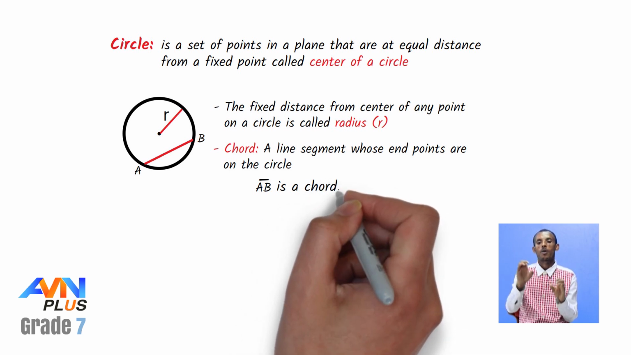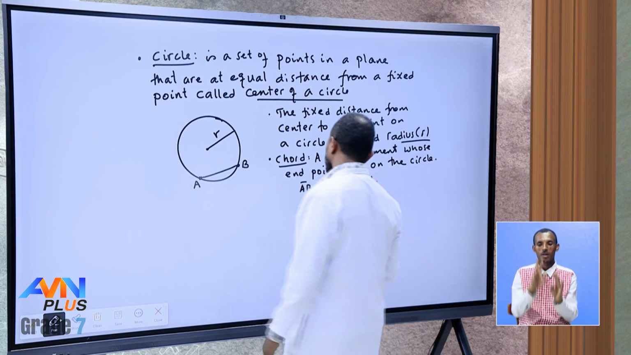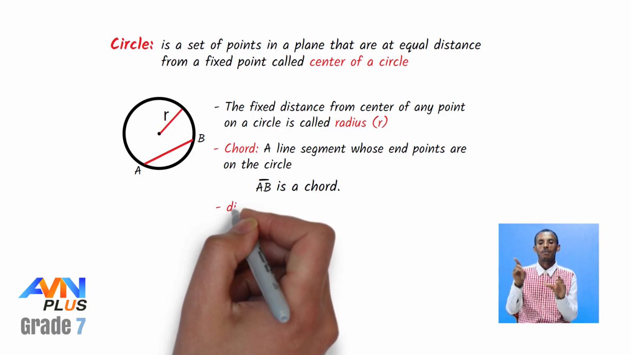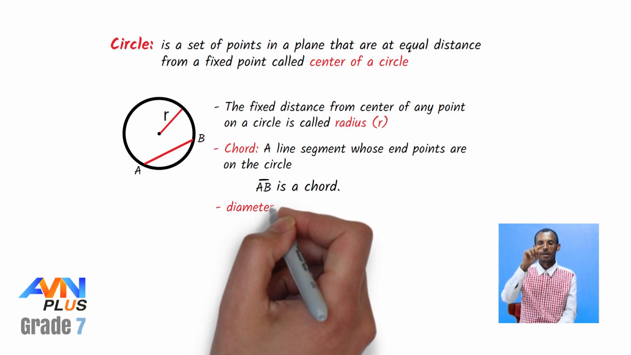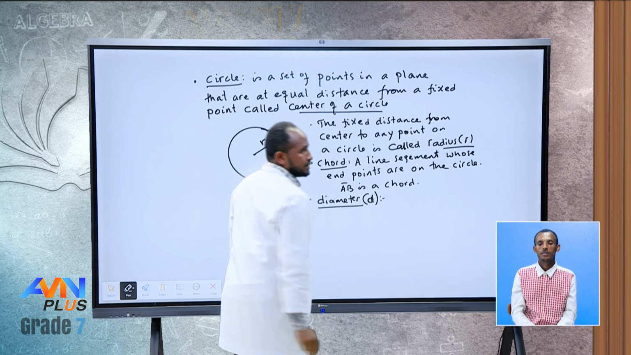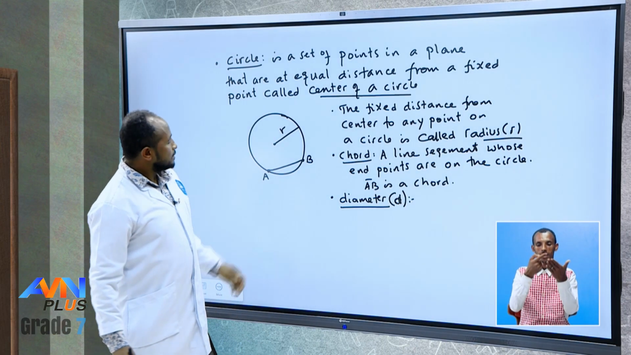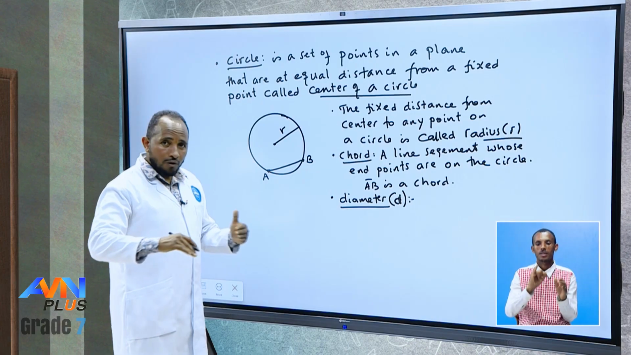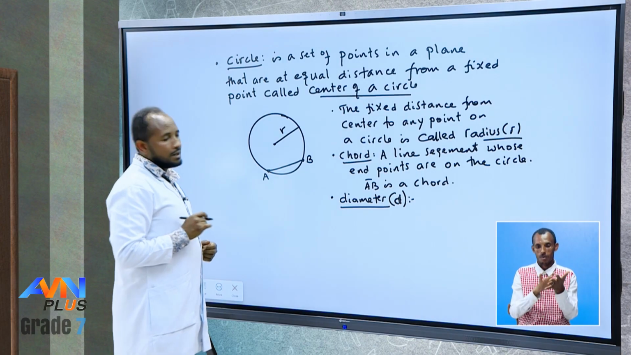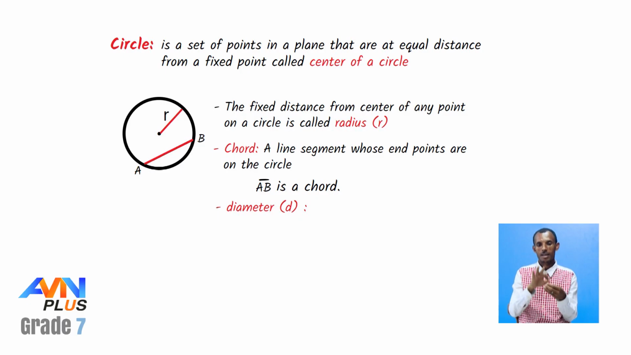Okay, now let's see another terminology: diameter. We use the small letter d for diameter. What is diameter? Diameter is a chord that passes through the center of the circle. We call this a diameter. CD is a diameter.